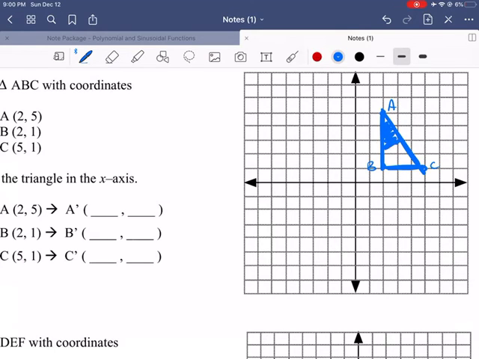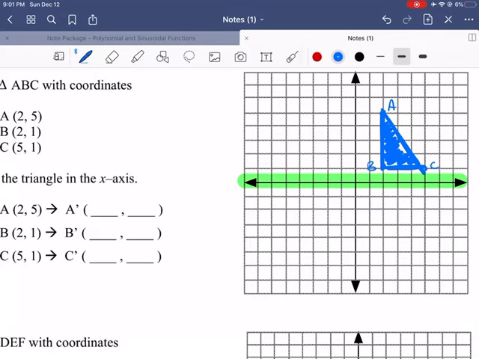Okay, you can shade it in if you like. So we've got A, B, and C, and we're going to reflect it over the x-axis. So the x-axis is the horizontal axis. So instead of counting back to the y-axis, we're going to count down to the x-axis and then do the same thing on the other side of the x-axis.